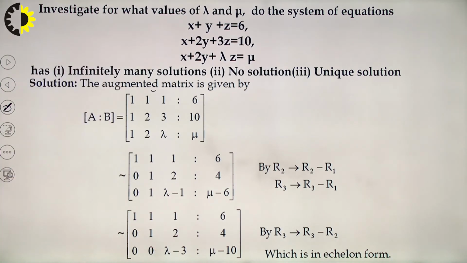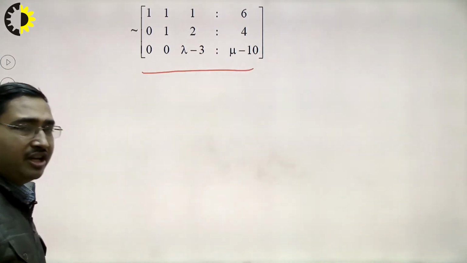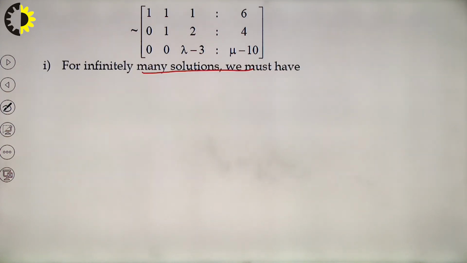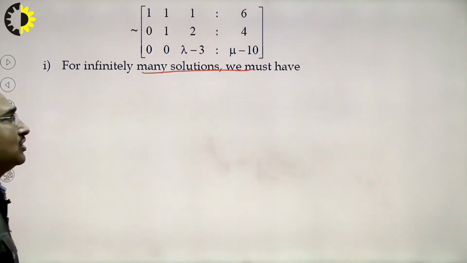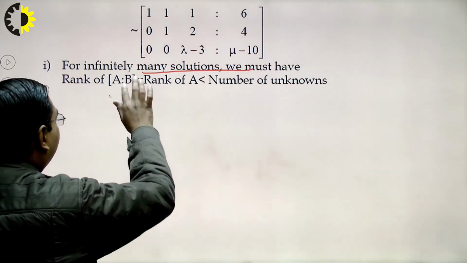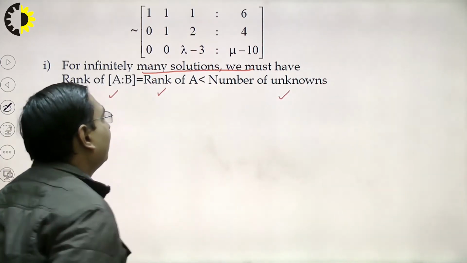Now, with the help of this echelon form, we shall find the values of lambda and mu for the given type of consistency. The first case is for infinitely many solutions. For infinitely many solutions, we must have rank of AB equal to rank of A, which is less than the number of unknowns.